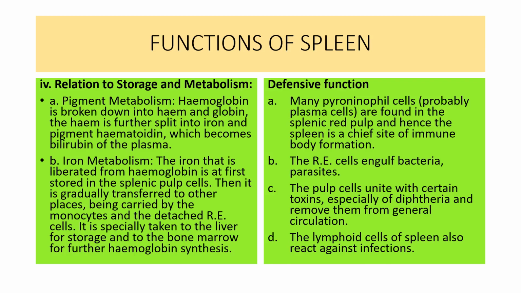Then the defensive function of spleen. Many pyroninophil cells are found in the splenic red pulp, and hence the spleen is a chief site of immune body formation. The RE cells engulf bacteria and parasites. The pulp cells unite with certain toxins, especially of diphtheria, and remove them from the general circulation. The lymphoid cells of spleen also react against the infection.